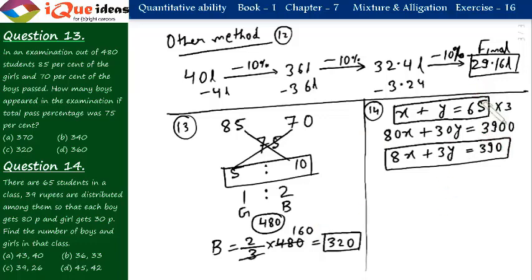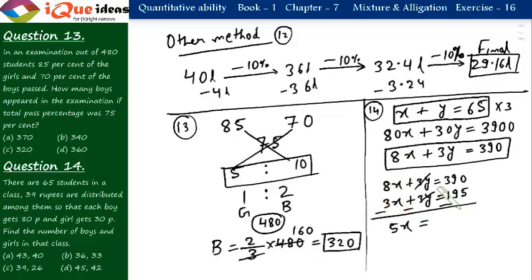Multiply the first equation by 3 and subtract it from the second equation. So I write again 8x plus 3y equal to 390 and subtract the first equation into 3, so it is 3x plus 3y equal to 65 into 3, that will become 195. If you subtract, 3y cancels and 8x minus 3x will become 5x equal to 390 minus 195.